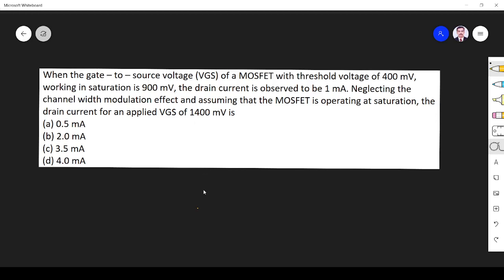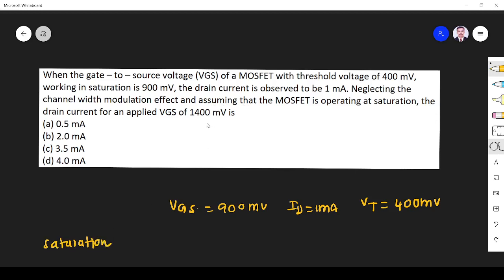They have given VGS of a MOSFET with threshold voltage VT equal to 400 millivolt, VGS equal to 900 millivolt. At that time, ID is equal to 1 milliampere. Neglect channel length modulation and assume the MOSFET is in saturation. Then they are asking what is the drain current ID when VGS is equal to 1400 millivolt. That is what they are asking.